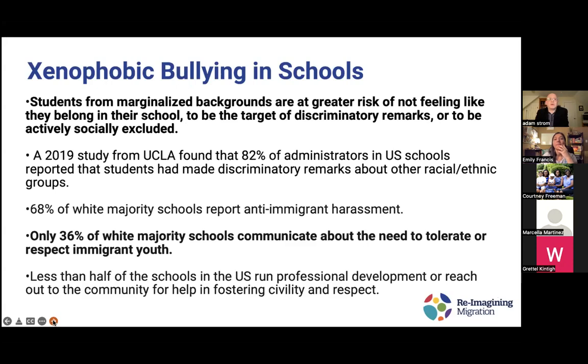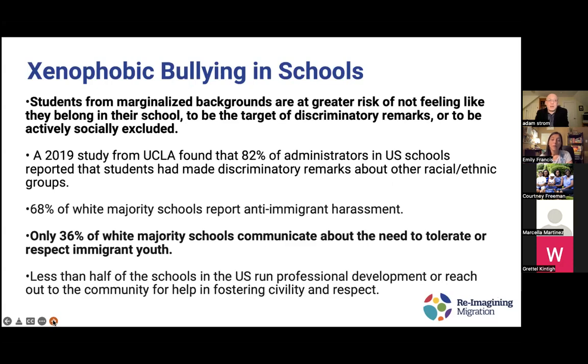82% of school administrators found that students had made discriminatory remarks about other racial and ethnic groups. 68% of those white majority schools reported anti-immigrant harassment. We know that many of those schools weren't reporting it, because only 36% of those same schools were communicating about the need to tolerate or respect immigrant kids.